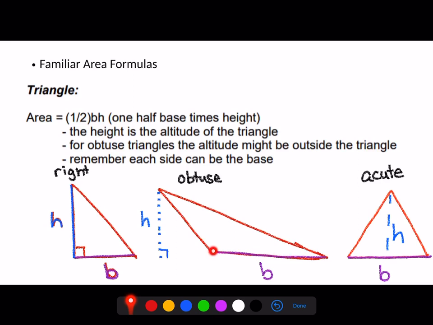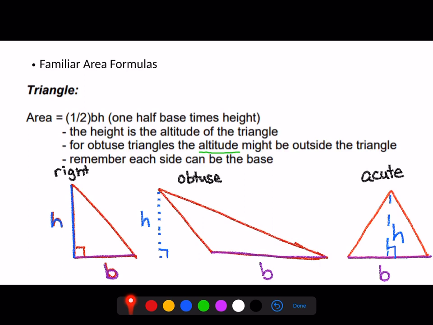Again, I can go from any vertex to the opposite side as long as it intersects at 90 degrees, creating that altitude. Lastly, we have the acute triangle over here. Again, we have our height being an altitude. It goes from one end to the other and intersects at 90 degrees. And then our base is perpendicular to our height. So that's also very important to know. Our height and our base will always be perpendicular to each other. And that's how I know which side is the height, which side is the base.